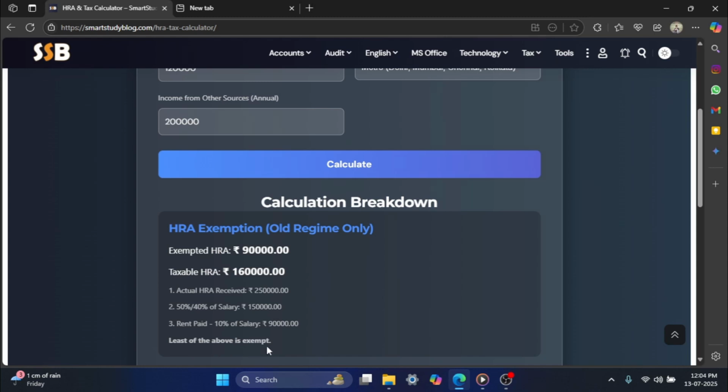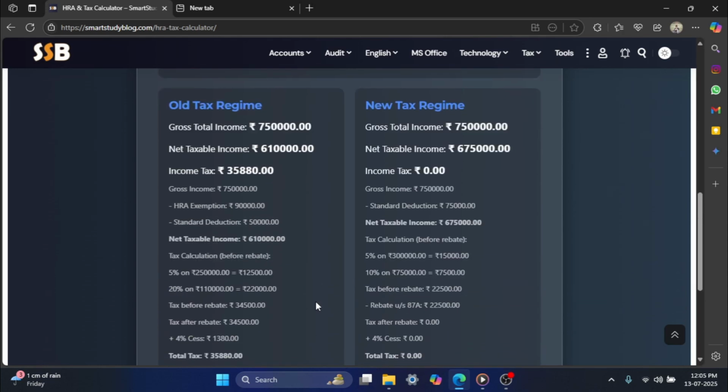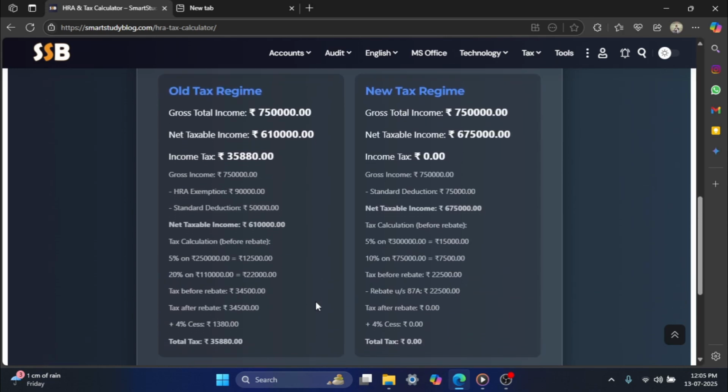Exactly. Understanding that least of rule is really the key to HRA. The tool just shows it to you without you needing to calculate each one manually. That alone seems worth it. But then it does the tax regime comparison. Yes, and this is incredibly useful. It shows your tax liability calculated side by side for both the old and the new tax regimes.